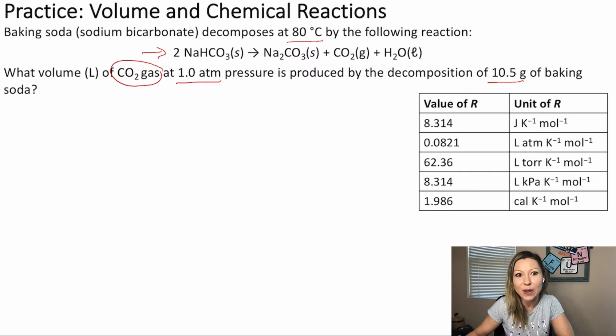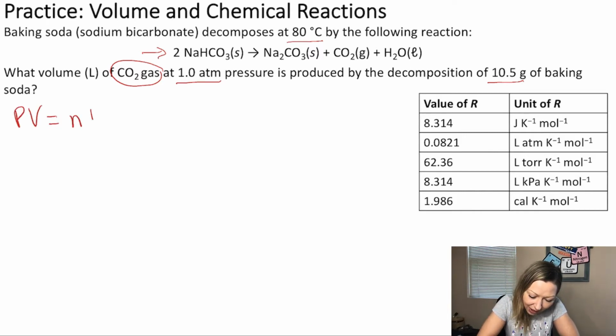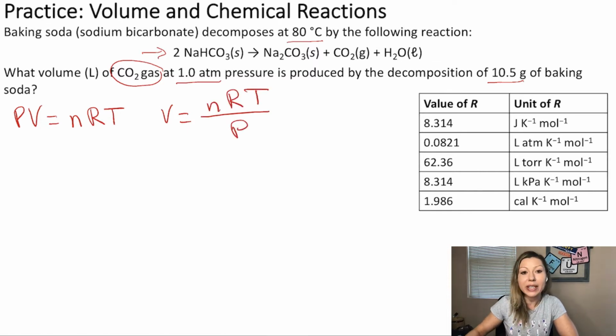of baking soda? Because we have to calculate the volume, we know instantly that we need to use the ideal gas equation, which is PV equals nRT. And because we have to solve for volume, we can rearrange this equation: volume equals nRT divided by P, the pressure.